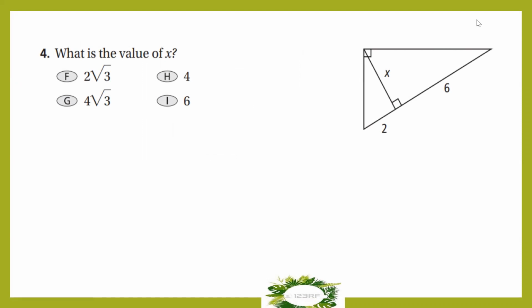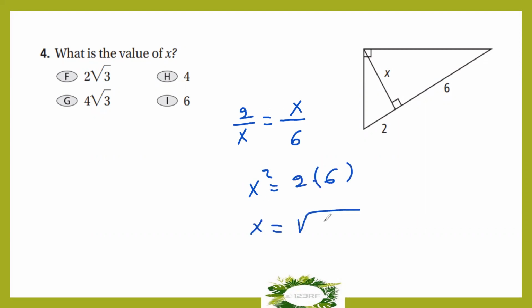Now again, the geometric mean. Here we have x, and this is a and b. So what is the geometric mean in this case? It is 2 over x equals x over 6. So x squared equals 2 times 6. You can write that x equals the square root of 2 times 6, which is 12, right? So x equals square root of 4 times 3. Take the 4 outside of the square root, which is 2, so 2 square root of 3. That's it. So the answer is F.